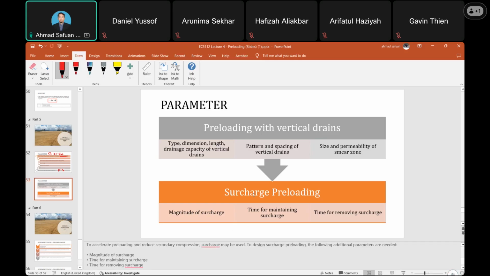So those are the important parameters that we need to prepare, or get, to use to calculate the consolidation settlement.